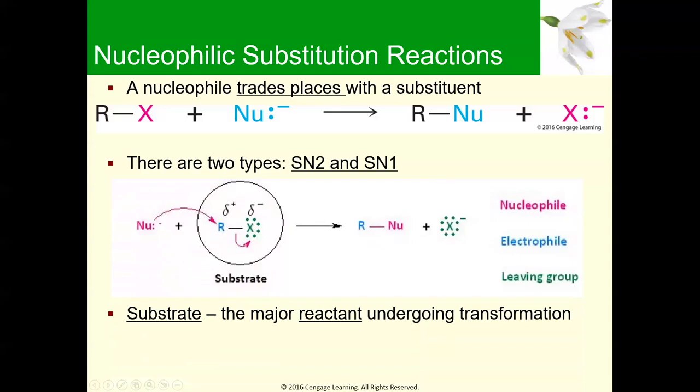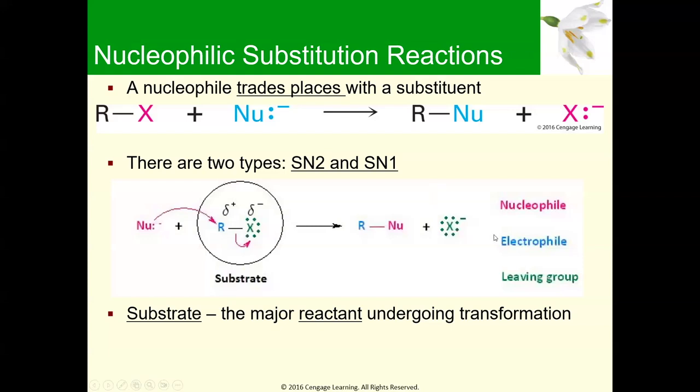So just some more of the terminology. A lot of these notes are actually just straight copy and paste from what I teach in organic 1, so you've seen it all before. But the substrate is just what you're transforming. All right? It is the major reactant that's undergoing the transformation. We just want to get used to the terminology. Substrate's what you're transforming. The nucleophile is what's coming in and attacking.